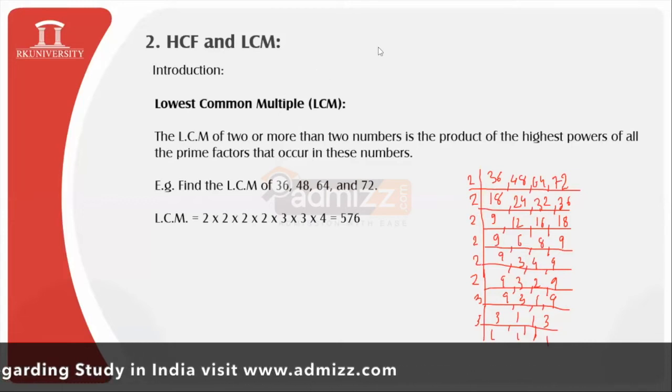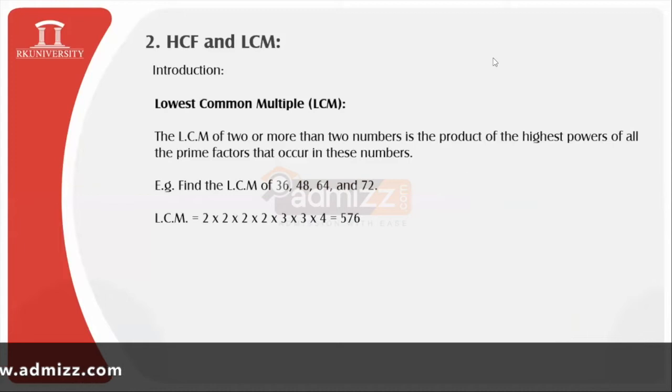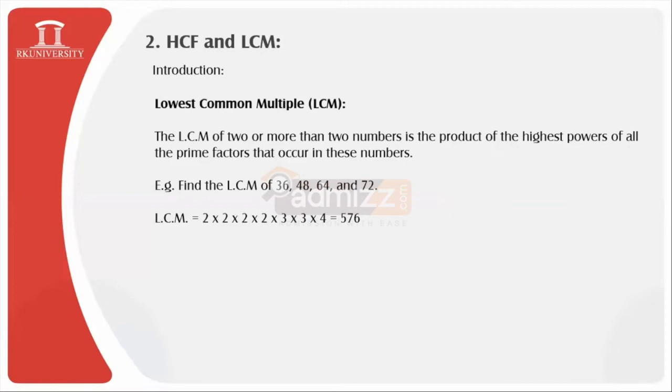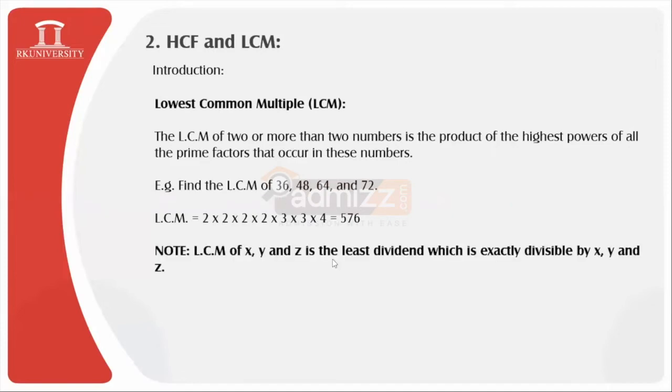So with the help of this process, we generally find the LCM of the given numbers. Now, what is the objective, what do you obtain after finding the LCM? What is the resultant value which you obtain? Once you find the LCM of the given numbers, students, you will obtain the least dividend value which is exactly divisible by the given numbers.